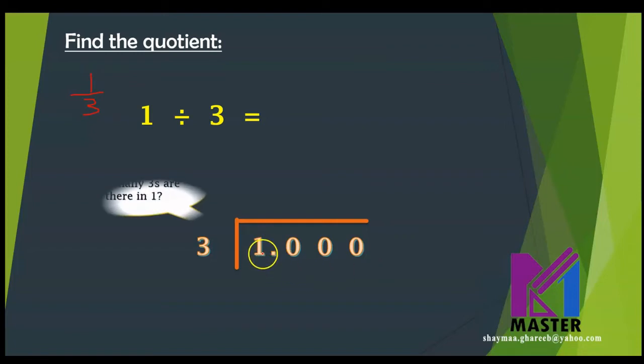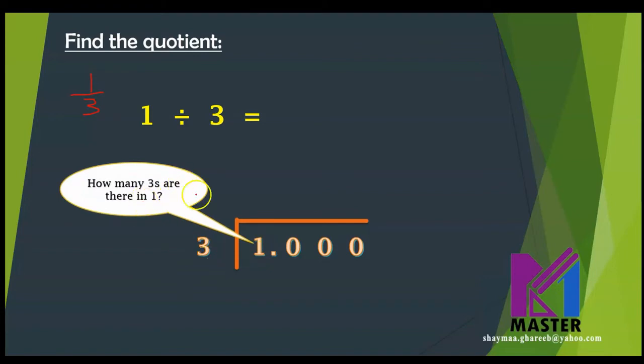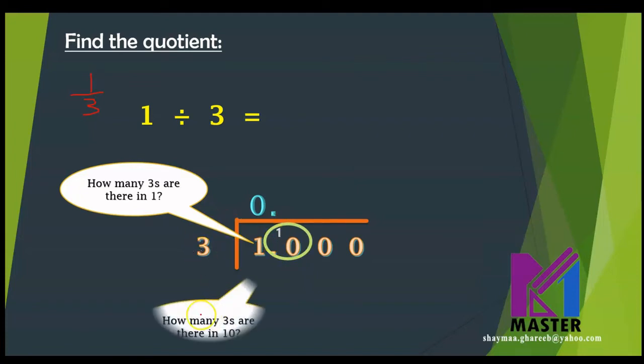1 divided by 3. How many 3's are there in the 1? Nothing, so 0, and the 1 will be a remainder. So I will put it here, and then I will start to put the decimal point, then I will do the division. 10 divided by 3, how many 3's are there in the 10? 3 3's, which is 9, and the remainder will be 1. So the answer is 3 remainder 1. I write the 3 up and the remainder here.